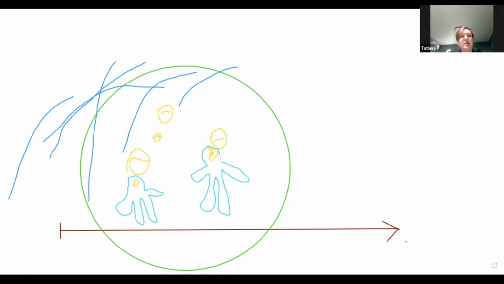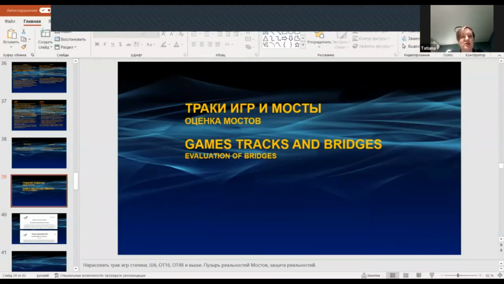Was static in the emotional state of boredom because it created this game? No, actually, static cannot have any emotions, but it created emotions to make this game playable. Okay, let's move on. Games, tracks, and bridges: evaluation of bridges.